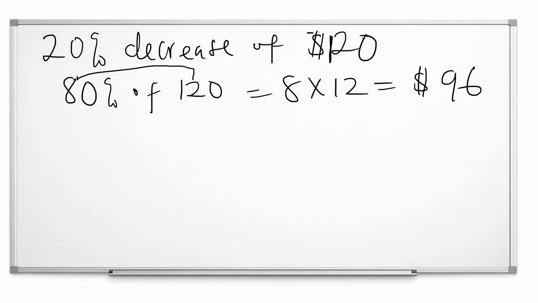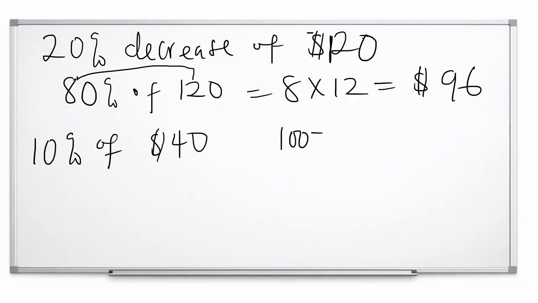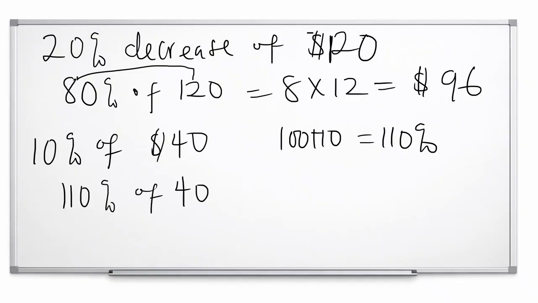And my trick number 5 is going to be the percentage increase. Here we have what is a 10% increase of $40. 10% increase is the same thing as 100 plus 10, which is 110%. So here we're just interested in 110% of 40. And if you have a look at this, both ending with zeros, just multiply 11 by 4. So here we have 11 times 4, which is going to be $44.